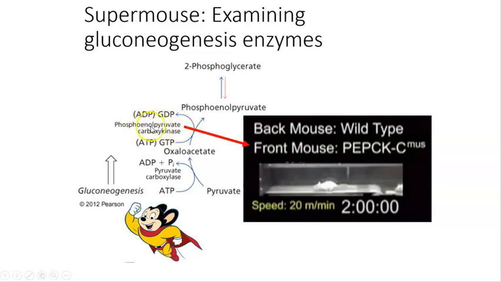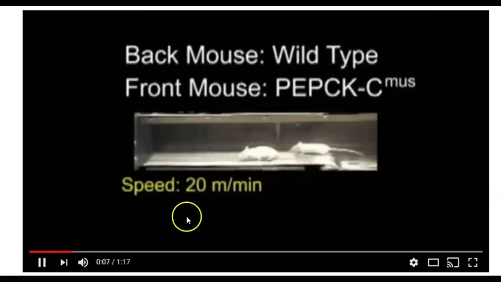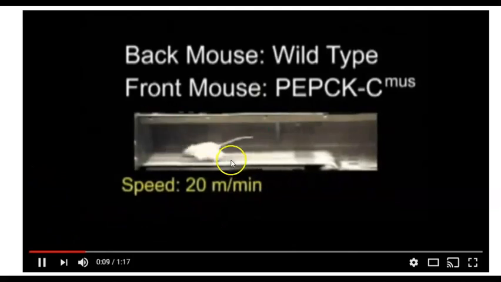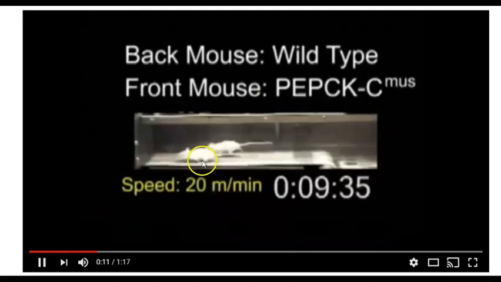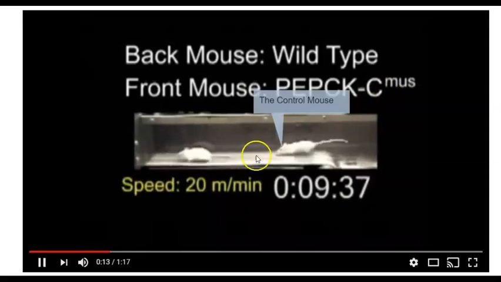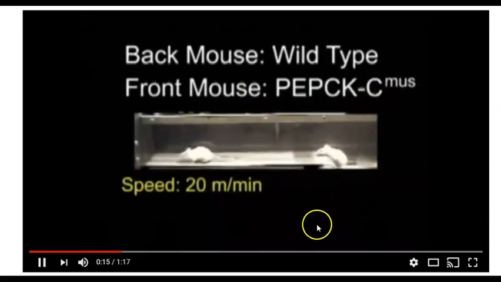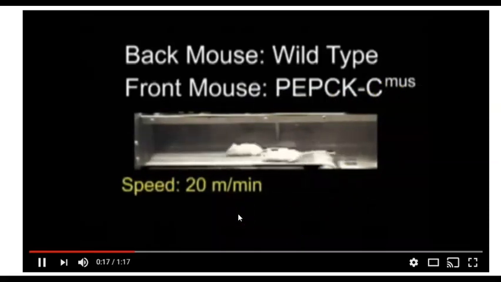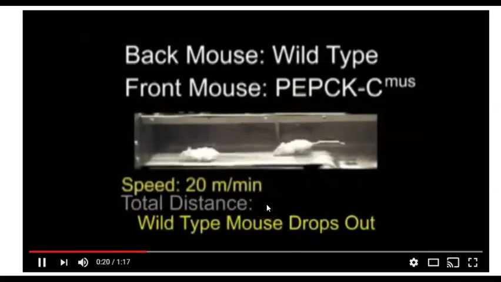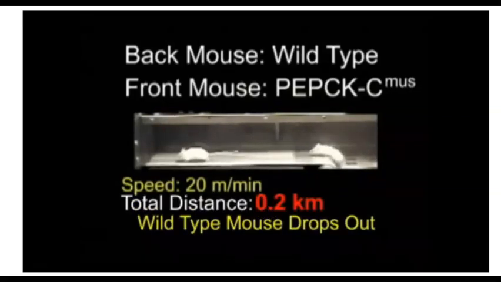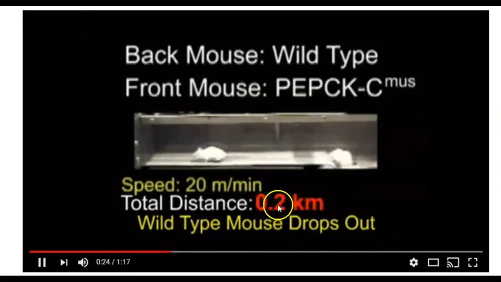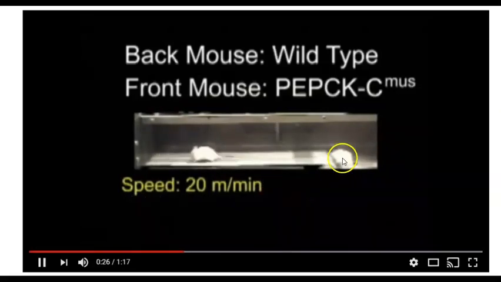So there's more of this in this mutant mouse than there is in normal cells. So you can see here, this super mouse, it has the PEPCK mutant. This is the older mouse, the control mouse. It's going to run for a little bit, but you're going to see eventually it's going to just give up. So this is 0.2 miles. And that one's just, yeah, I'm done.